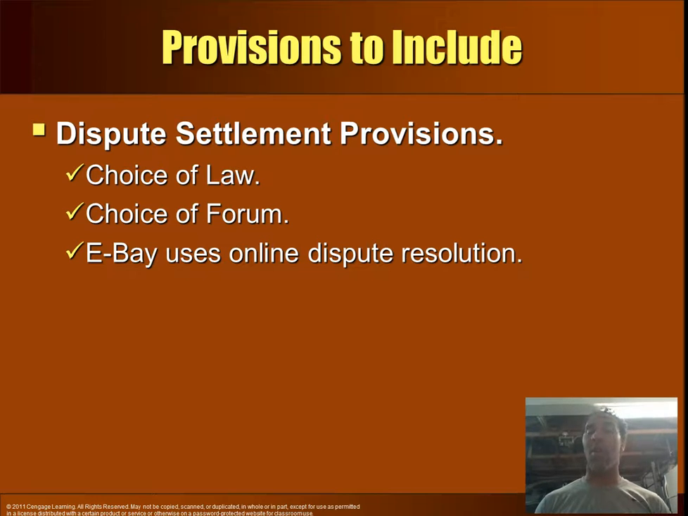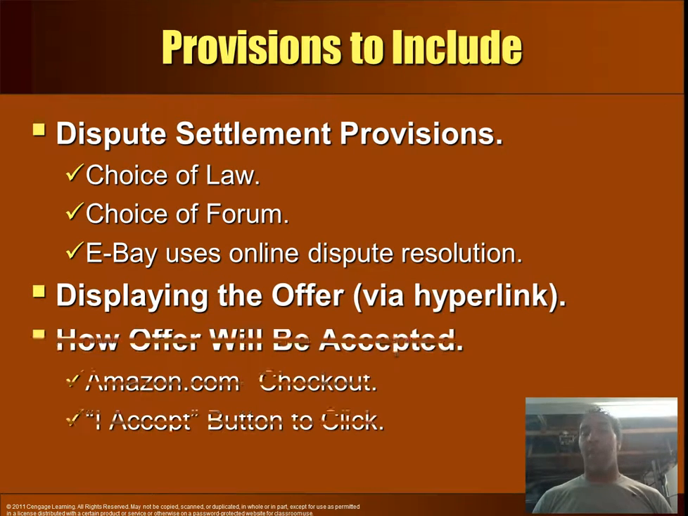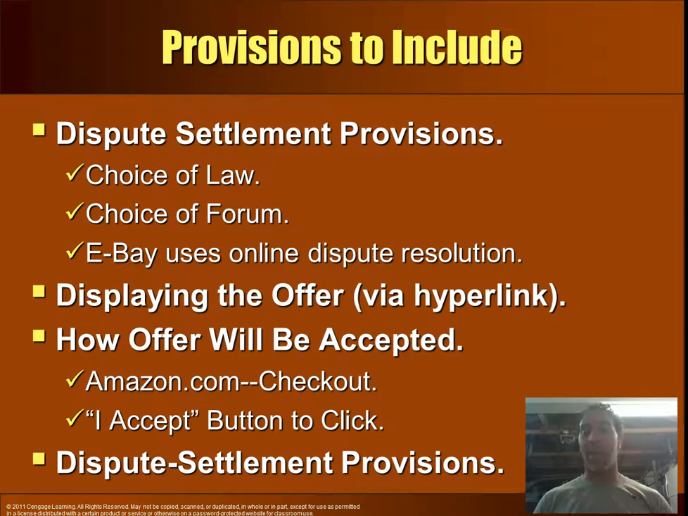eBay uses online dispute resolution. You might use online, or you might be a company that uses in-person alternative dispute resolution, such as negotiation, mediation, and arbitration. Displaying the offer via hyperlink. And how will the offer be accepted? Amazon.com has a checkout, right? So put these things in your cart, then you check out. You have the I accept button to click and go from there.